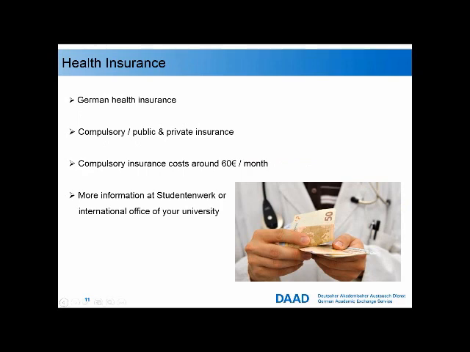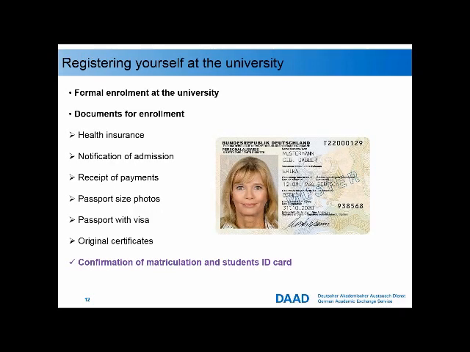Health insurance. German health insurance is compulsory, and you can take either public or private health insurance. Please contact the international office of the university to ask what companies and what type of insurance they recommend as well. And the cost is around 60 euros per month. The international office will guide you how to get it and how to go about it and what documents you need, and so on. You have to pay that much premium every month.